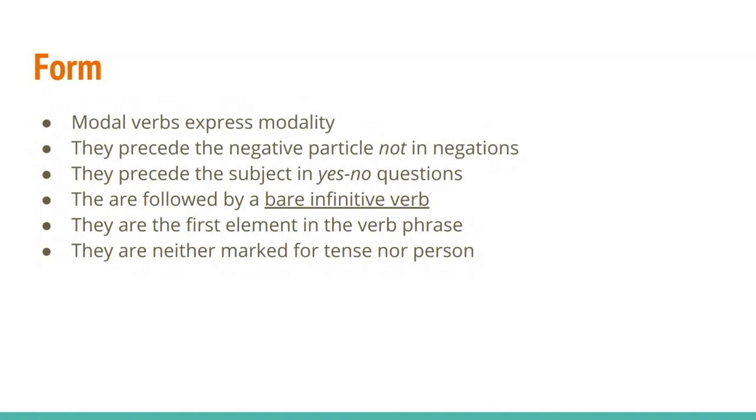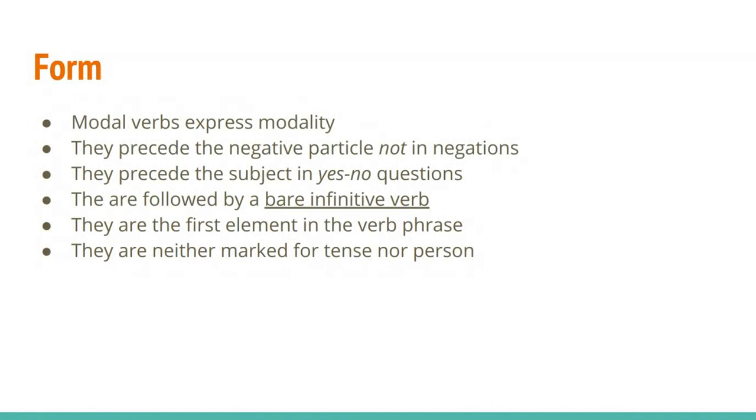They are the first element of the verb phrase. So whenever you have a statement, which is either positive or negative, or a question, it's going to be the first element of the verb phrase. Even when it's accompanied by other auxiliaries, a primary auxiliary, the modal verb will be the first element in the verb phrase. And they are marked neither for tense nor person.